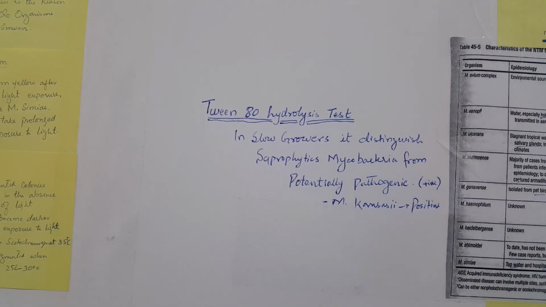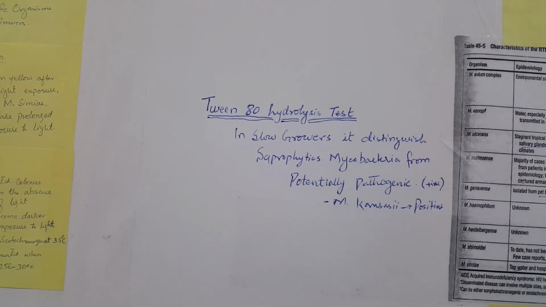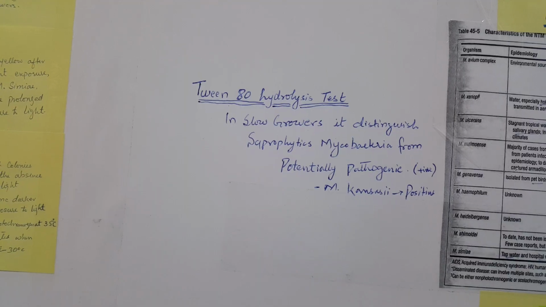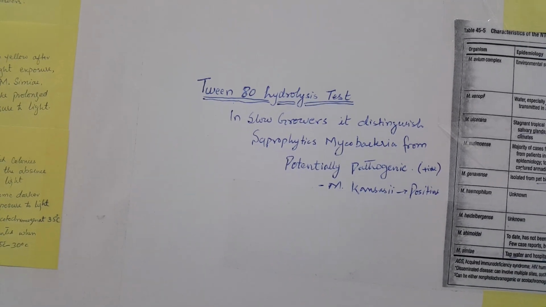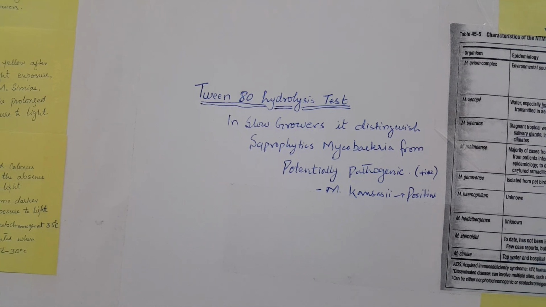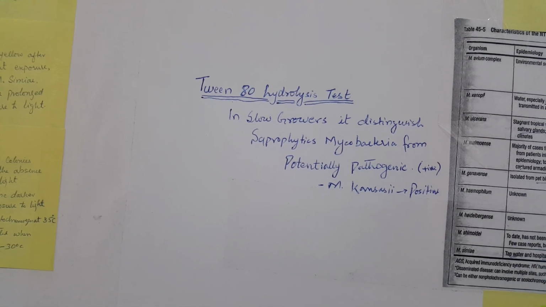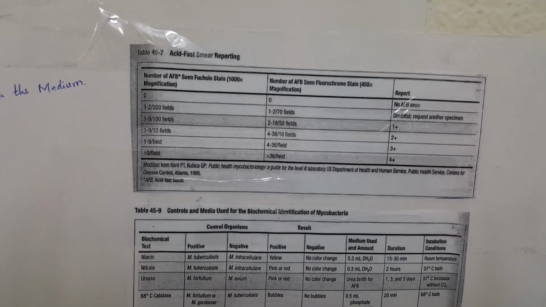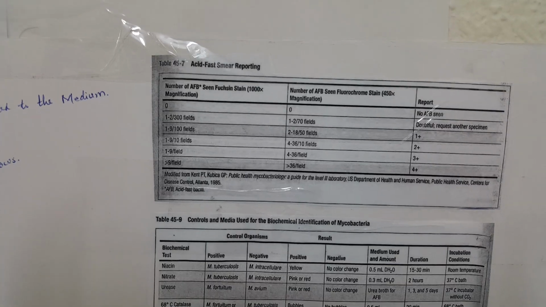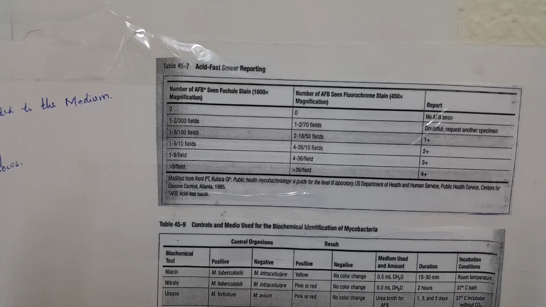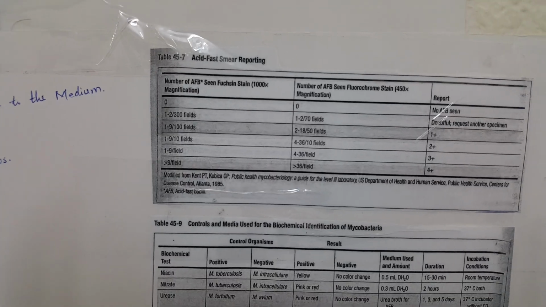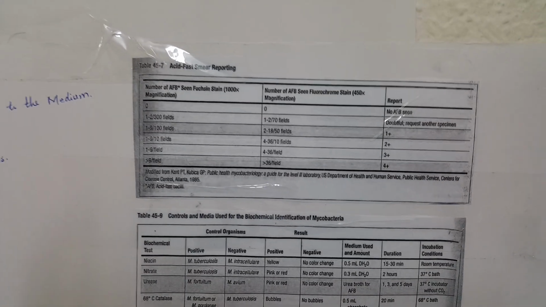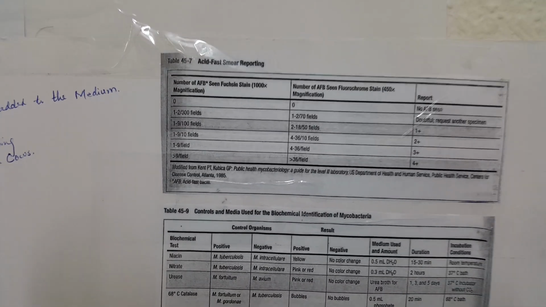Tween hydrolysis test is usually used to distinguish the slow growers, saprophytic Mycobacteria, from the potentially pathogenic, which is M. kansasii, that is positive, and all the slow growers, that is saprophytic Mycobacteria, are usually negative. In the clinical laboratory, we use two stains. One is acid fast staining, and the other is fluorochrome. Fluorochrome stain and acid fast stain can be reported on the basis of the number of bacilli per field.